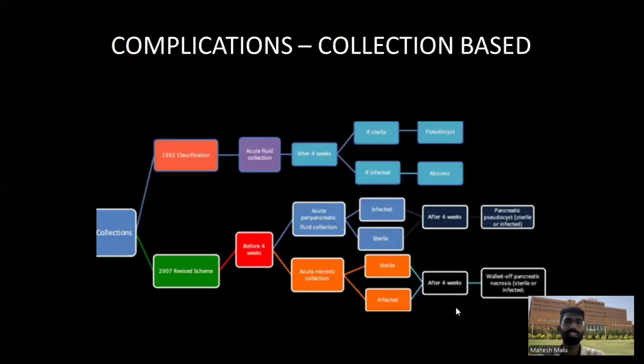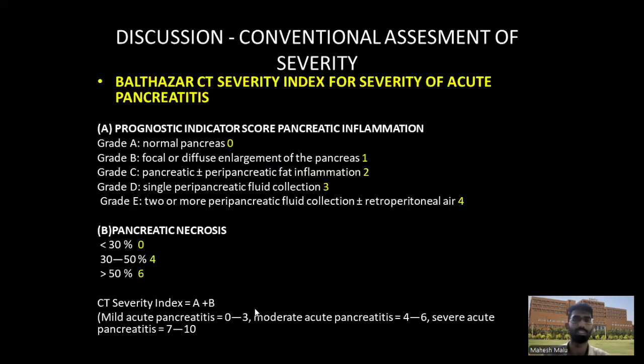Now the collection-based complications. Let's discuss the criteria, how we segregated them first of all. It is the 1992 Atlanta classification, which all of us know, that included the term abscess, but what we follow currently is the 2007 revised Atlanta classification, which divided based on interstitial edematous pancreatitis, necrotic pancreatitis, and the duration of the presenting symptoms. If it's less than 4 weeks, it is an acute peripancreatic collection, while if it's more, it is either a pseudocyst or walled-off necrosis.